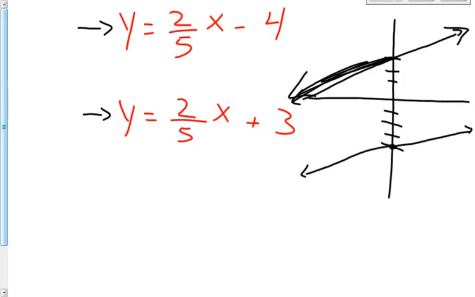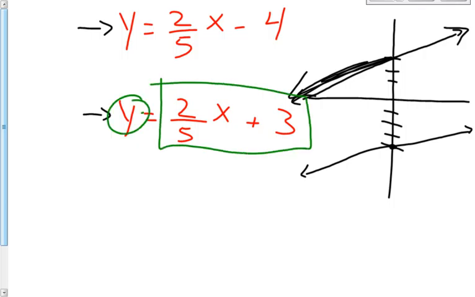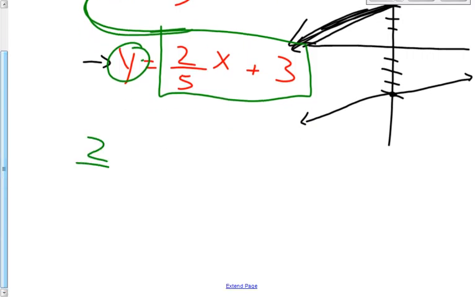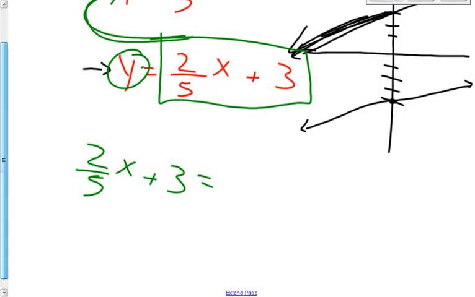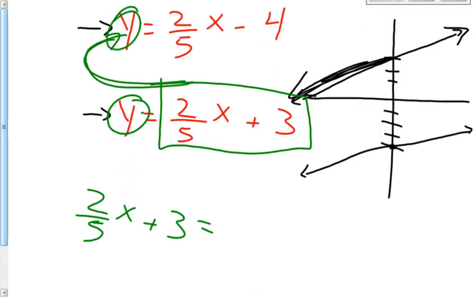Once again, we'll solve this by substitution. This y is already by itself, so we're going to substitute that in for this y. Okay? So we're putting this into here. So y, which now equals 2/5 x plus 3, that is in place of this. Now that equals this, 2/5 x minus 4.